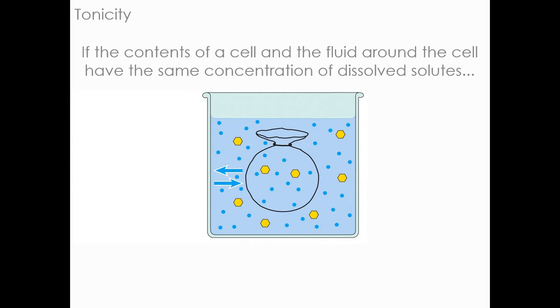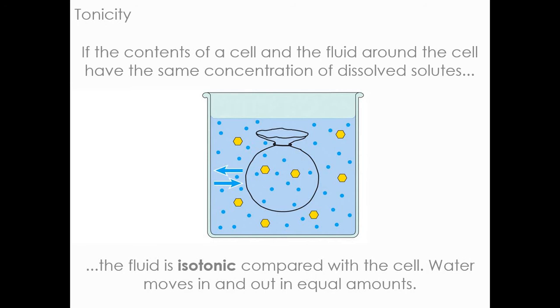Because of this transport of molecules, we have the term tonicity. If the contents of a cell and the fluid around the cell have the same concentration of dissolved solutes, that is what we call an isotonic solution. The fluid is isotonic compared with the cell, and so water moves in and out in equal amounts.